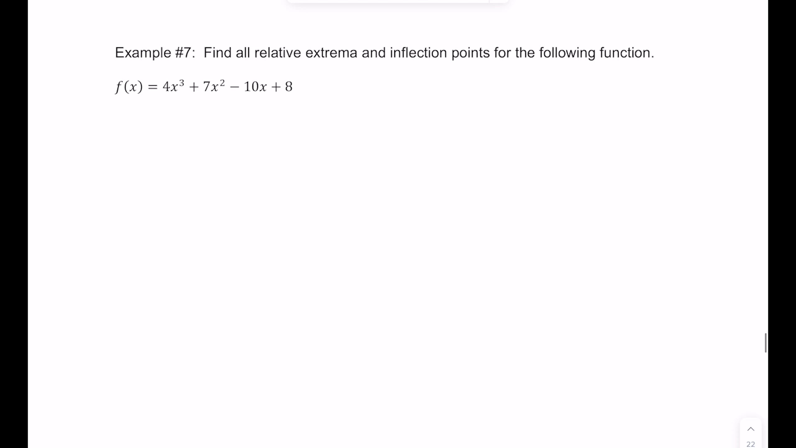Okay, so in this last example, and thank you for hanging in there to this point, find all relative extrema and inflection points for the following function. We've got this function 4x to the third plus 7x squared minus 10x plus 8. So the first thing I want to do is find where that derivative equals 0, right? Step 1. So how do I find f prime? It's just going to be 12x squared plus 14x minus 10. And I'm going to set that equal to 0.